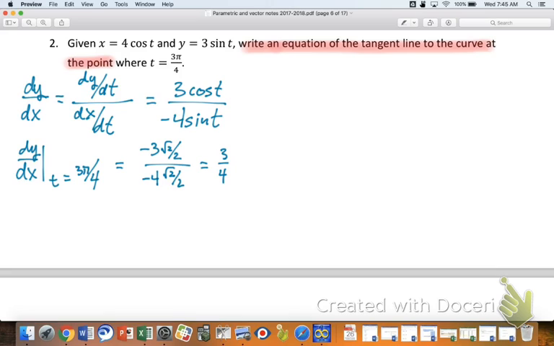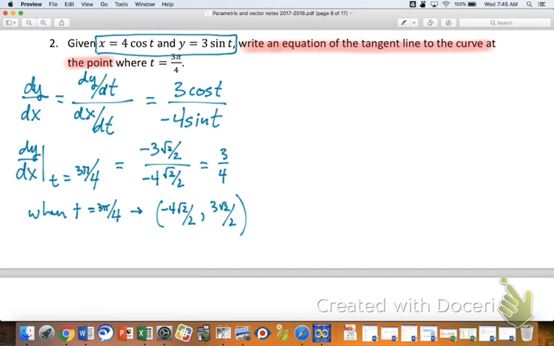And then the only thing you got to have now is the point. And so the point, you could say something like when t equals 3 pi over 4, the point of tangency would be negative 4 root 2 over 2, comma 3 root 2 over 2. Where I'm getting that from is I'm just plugging 3 pi over 4 in for the t value in both of my x equals and y equals, right?